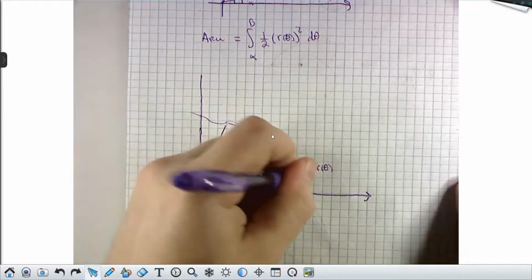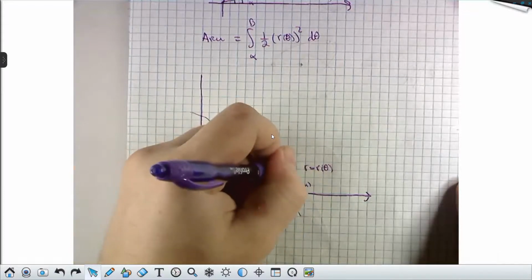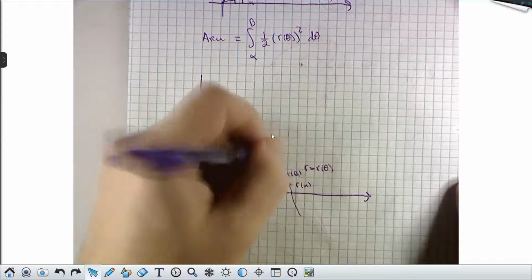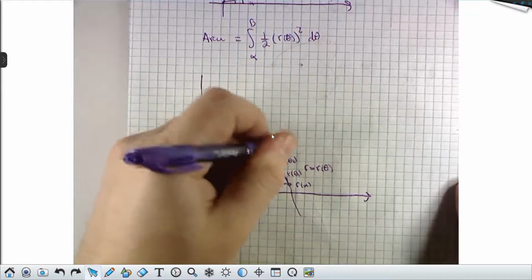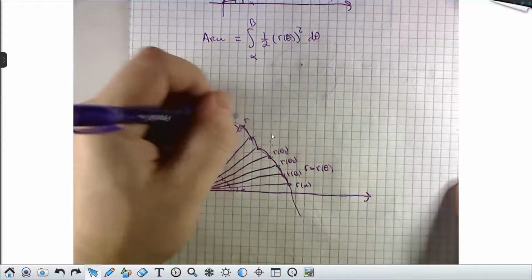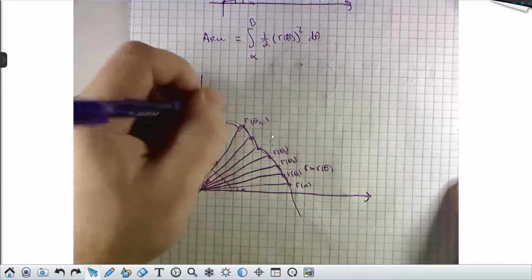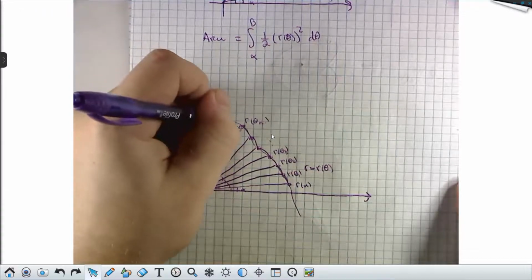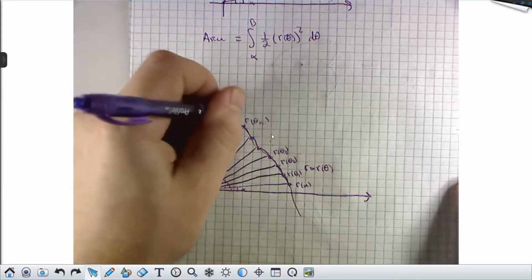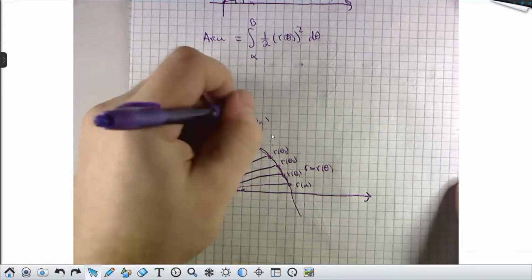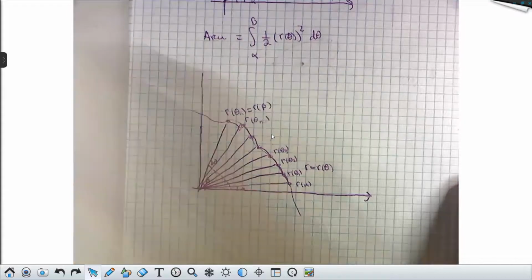So this would be r of alpha, which you could call theta 0. This would be r of theta 1, r of theta 2, r of theta 3, and so on to r of theta n minus 1, and then theta n. And here, theta n would also be beta.